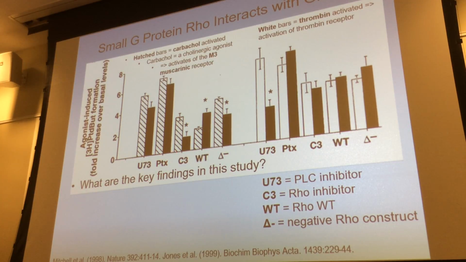Okay, now the next question, pertussis toxin. What question is being asked there? Is it involved in receptors, or does it activate receptors? Okay, so what does pertussis toxin block? Gi and Go. So the question would be, are Gi and Go involved? Is it involved in the muscarinic response? No. Is it involved in the thrombin response? No. Okay, so it's not a Gi-Go pathway.